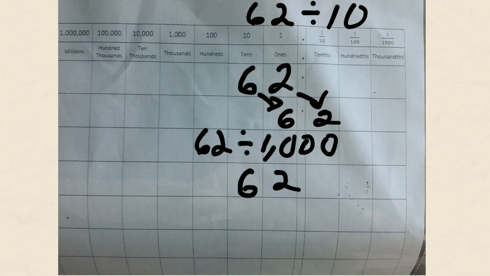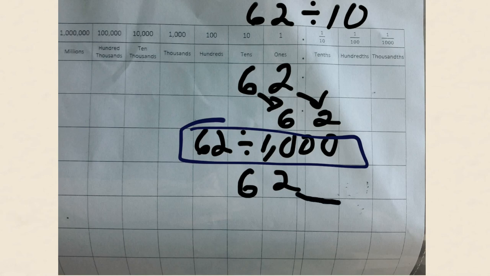And maybe this will help explain this whole concept. So the problem I'm doing is 62 divided by 1,000. I'm going to put those in the place value chart. There's just nowhere really else to write it. So if I'm dividing by 1,000, I'm shifting over 3 decimal places.